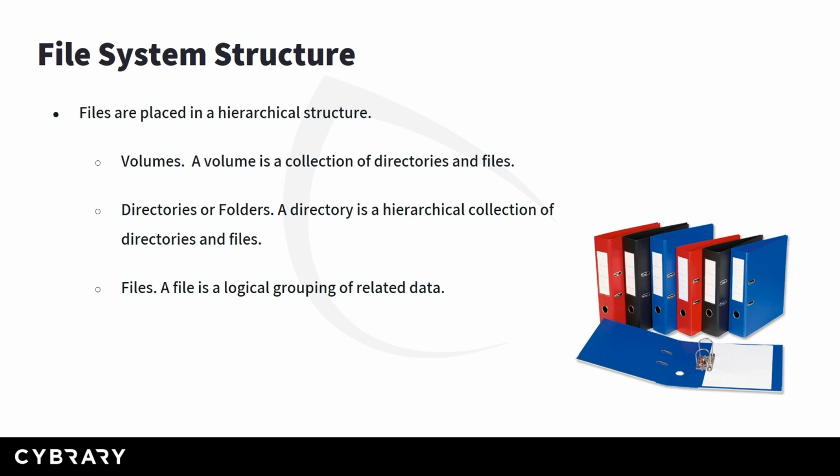File systems can exist on many different types of storage devices, including hard disks, jukeboxes, removable optical disks, tape backup units, and memory cards. All file systems supported by Windows have the following storage components: volume, directories or folders, and files. The volume is a collection of directories and files. The highest level of organization in the file system is the volume. A file system resides on a volume, which contains at least one partition, which is a logical division of a physical disk. A directory is a hierarchical collection of directories and files, and the file is a logical grouping of related data.